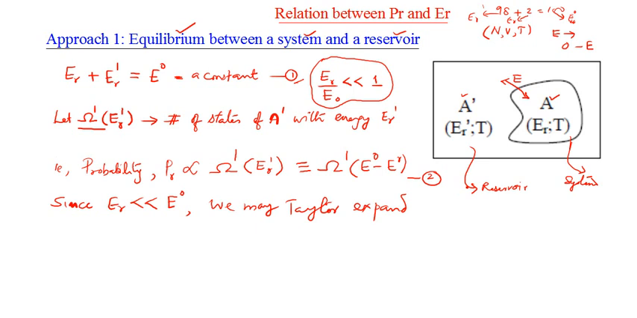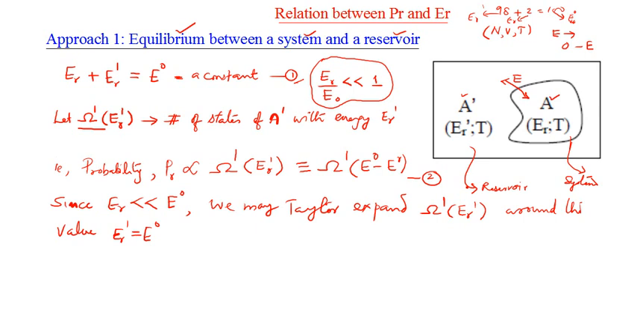We may Taylor expand which function? The function is omega prime of E_R prime, around the value E_R prime equal to E naught.